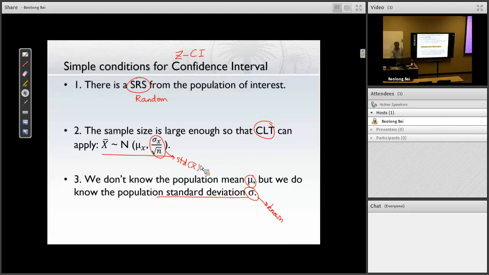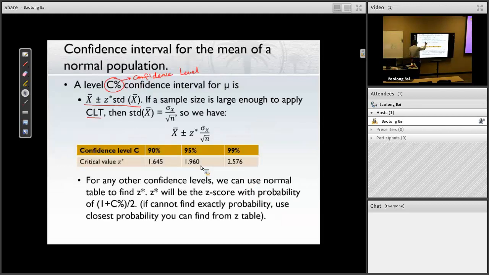Then for the equation, you can rewrite it. Just replace the standard deviation of X bar with sigma over square root of n. So you have a formula here, right? This will be the formula we use to calculate the confidence interval for the z statistic.